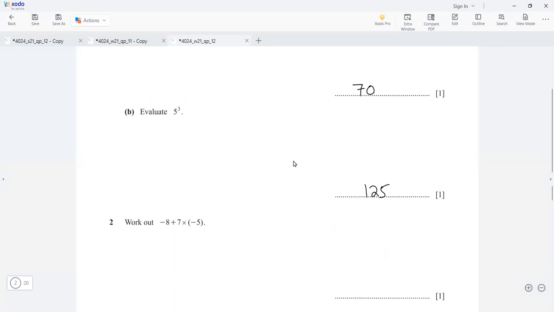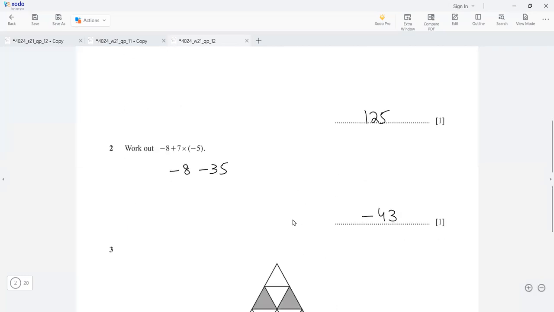In the next question, we have to look that the DMAS rule must be applied here. Multiplication will be done first and then addition. So 7 times -5 will be -35. So -35 and -8 both are negative, so simple addition and the sign remains negative. That is -43. So this is the answer for question number 2. So moving towards question number 3.